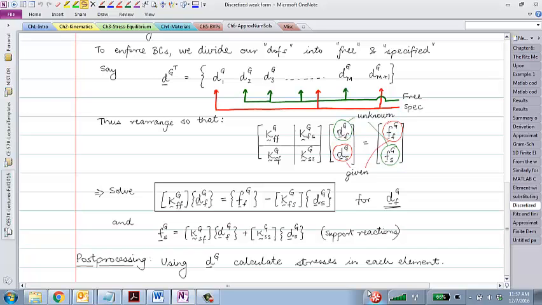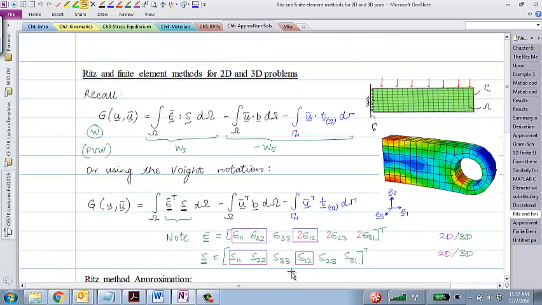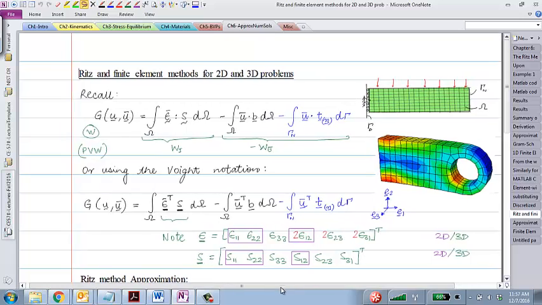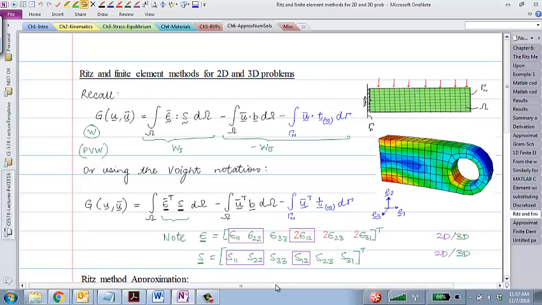Okay. So what I'll do is I'll talk a bit about how this methodology of Ritz method and the finite element methods can be extended to 2D and 3D problems. Okay. Keep in mind, in general, what we are trying to solve are three-dimensional structural mechanics problems, where you have some body, three-dimensional finite body. It could be as complicated as you want. You have some boundary conditions, some material properties, some loading, and so on.